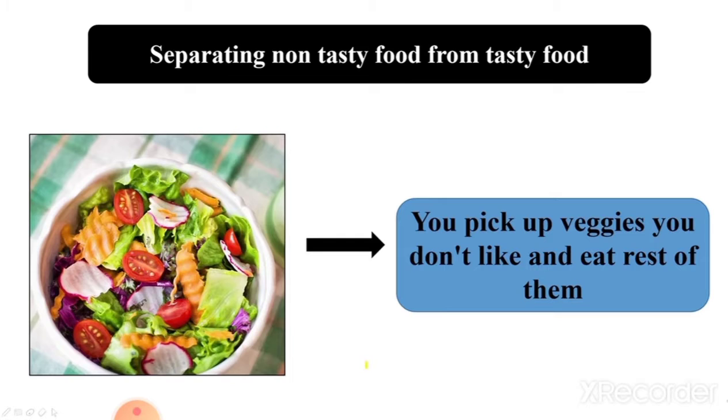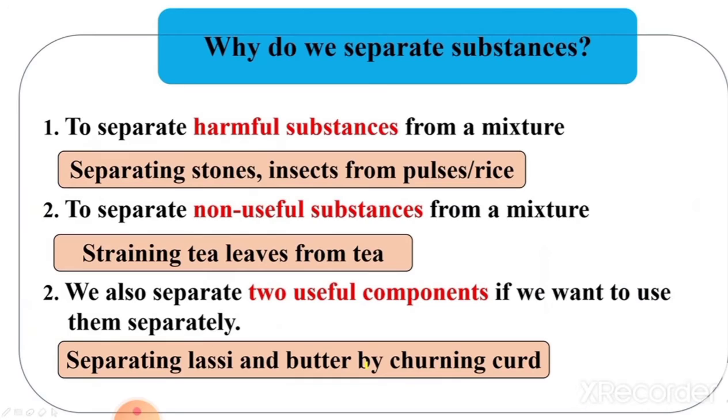We have also understood that there are many reasons for which this separation is done. So we will now look at the reasons in broad. Okay, so let's move forward. The topic is, why do we separate substances? So the number one reason for separation is to separate harmful substances from a mixture.